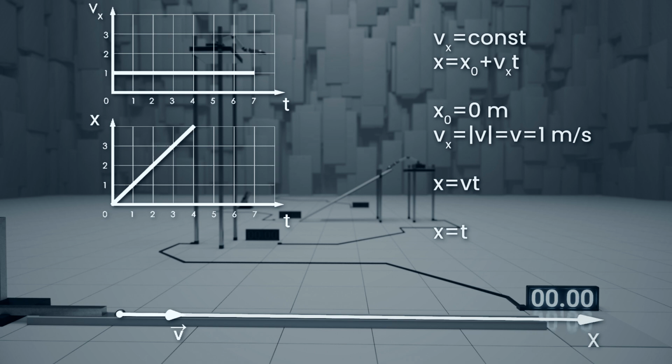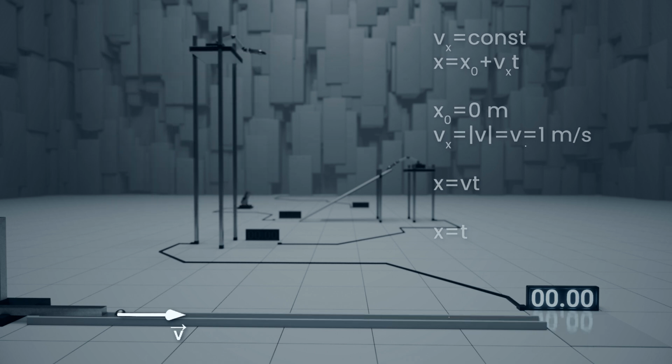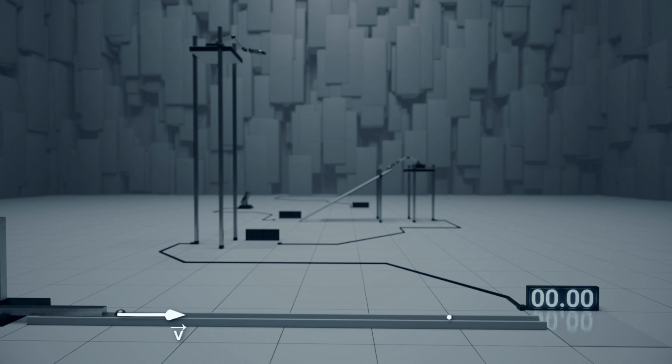To better understand how to use coordinate representation and motion equations, let's analyze the same motion in a different coordinate system. Now we set the origin at this position. We direct the axis opposite to the direction of motion. At the initial moment, the distance from the origin to the object is 4 meters. So the initial position is 4 meters.